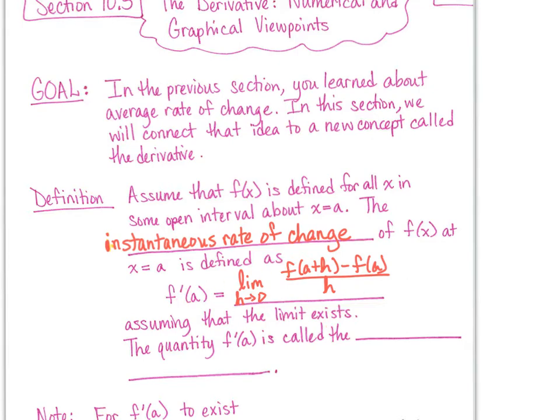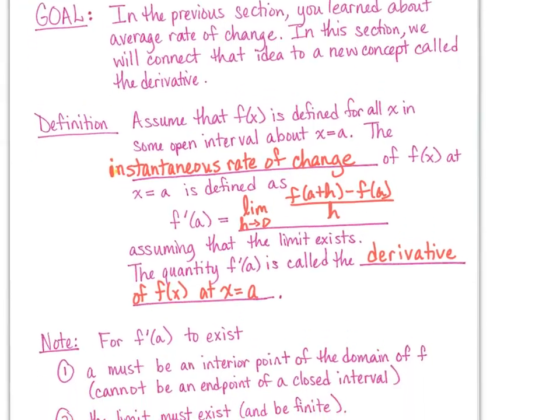This quantity here, f prime of a, is called the derivative of f of x at x equals a. So f prime of a is notation for derivative. It's also known as your instantaneous rate of change. So it connects the idea of a limit with the difference quotient that you learned. Putting it all together gives us the definition of the derivative of your function f of x at x equals a.